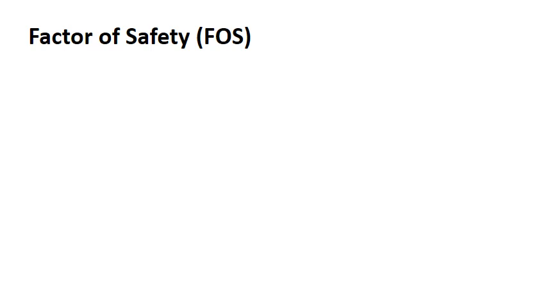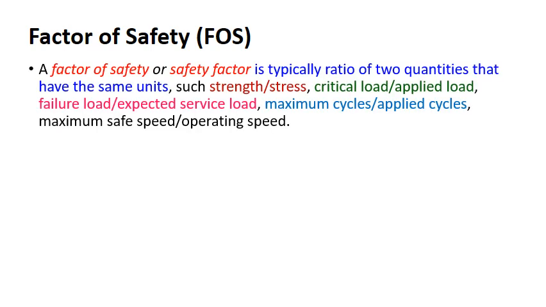Then let's come to the factor of safety. What is this factor of safety? You have studied this in mechanics of solids a lot, right? So we are just recapping it because we will employ these things in our problems. It is simply the ratio of two quantities which have the same units. Strength by stress. You would have calculated it like, right? Maximum strength by working stress or allowable stress.